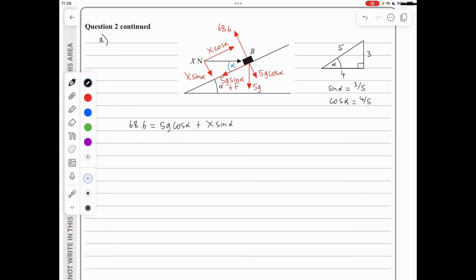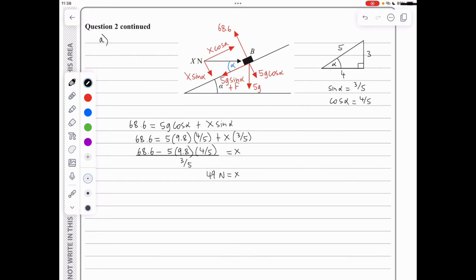So we get that 68.6 is 5 times 9.8 times the cos of alpha, which is 4/5, plus x times sine of alpha, which is 3/5. This leads to 68.6 minus 5 times 9.8 times 4/5, and all of it divided by 3/5 to be x, and this gives a value for x, which is 49 newtons.